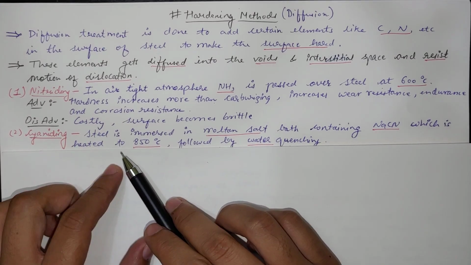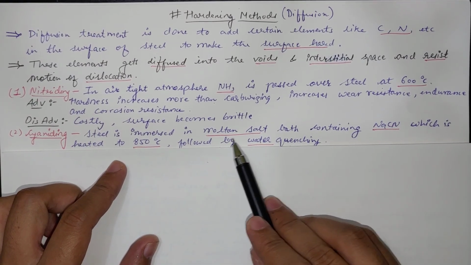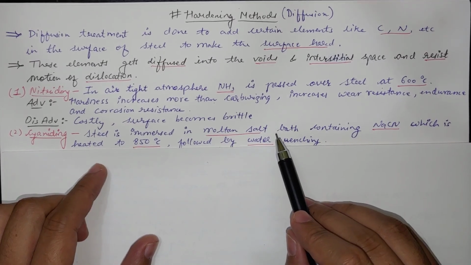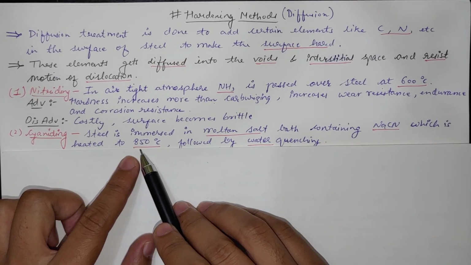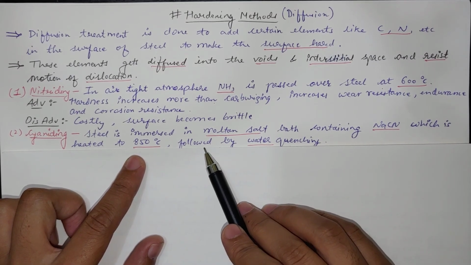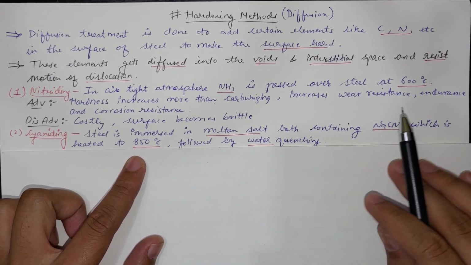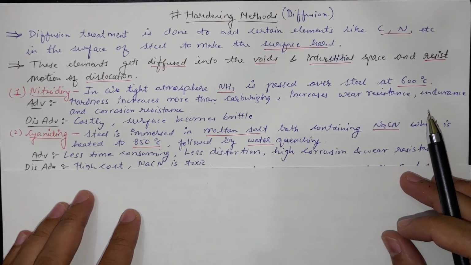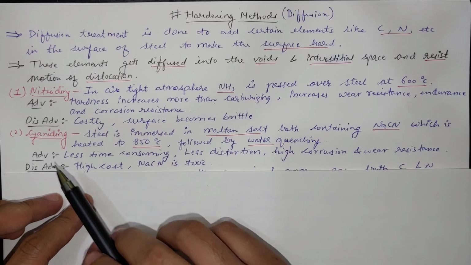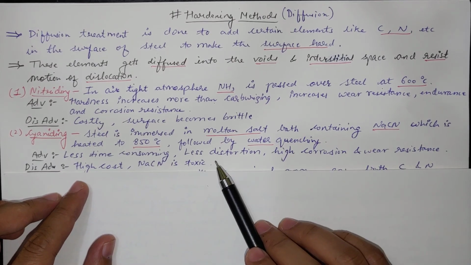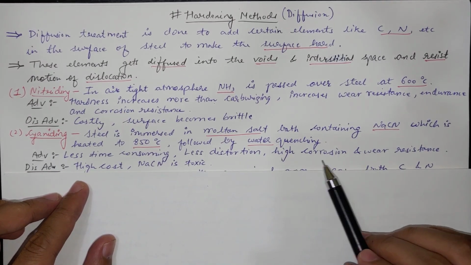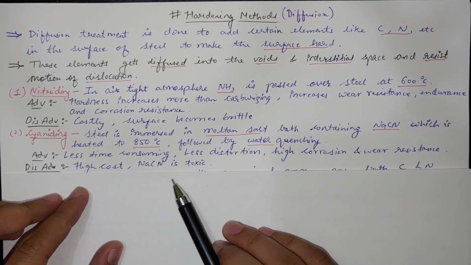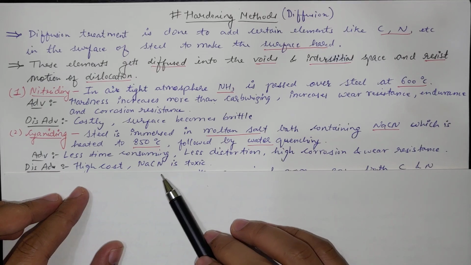In cyaniding, the steel workpiece is immersed in a molten salt bath containing NaCl. We have to immerse our workpiece at 850 degrees Celsius, and immediately follow it by water quenching, so the surface will get harder because of the water quenching. This cyaniding process is less time consuming and less distortion takes place. A highly corrosion and wear resistant surface is obtained. Its disadvantages are that it is very costly and NaCl is toxic, so there is a health hazard.